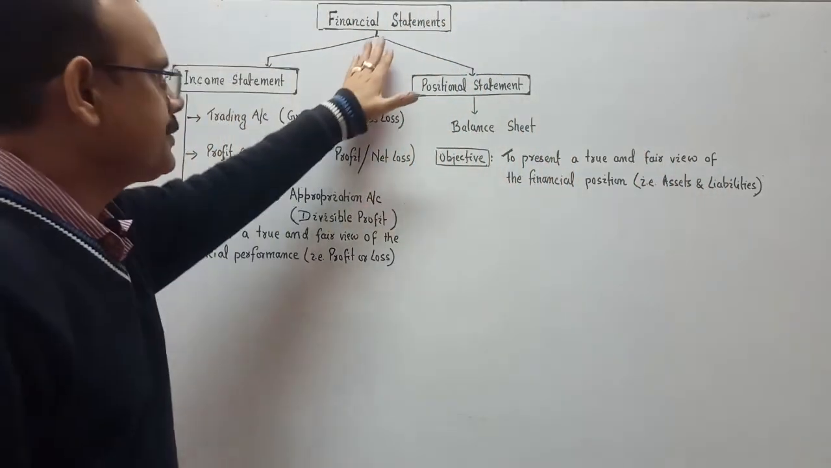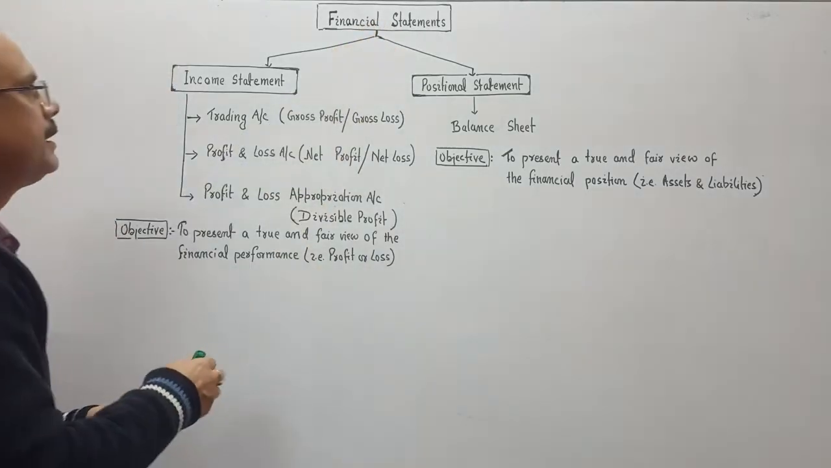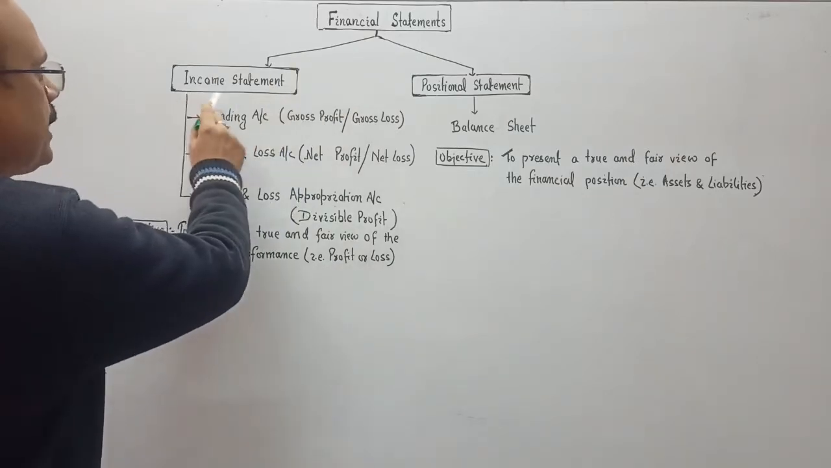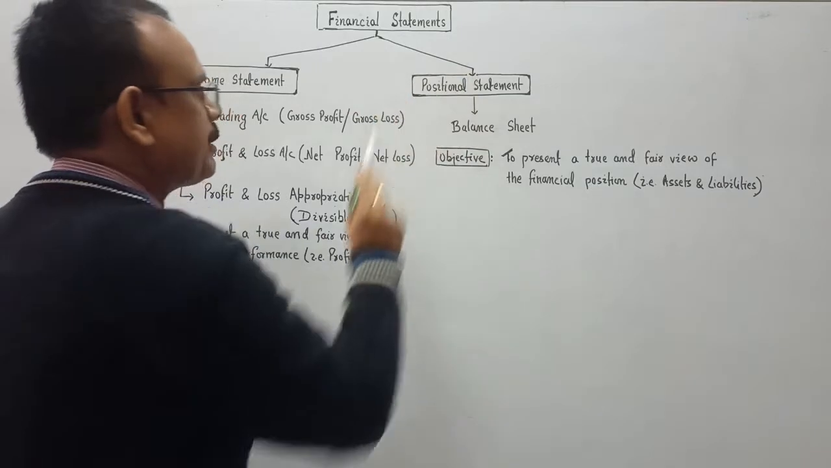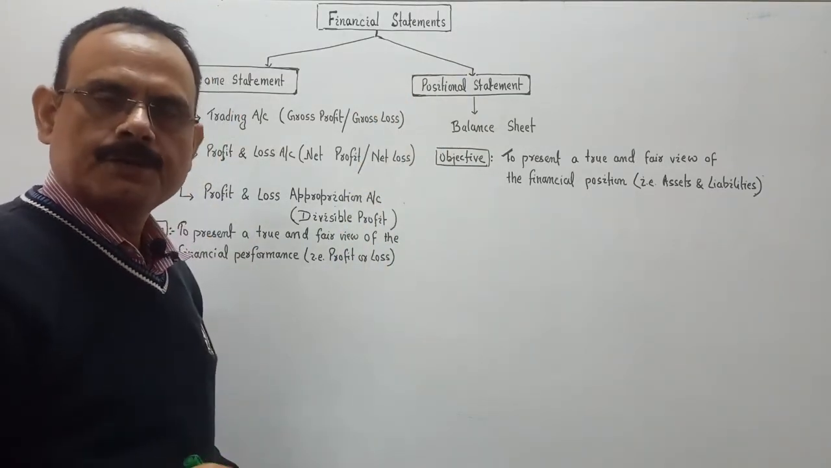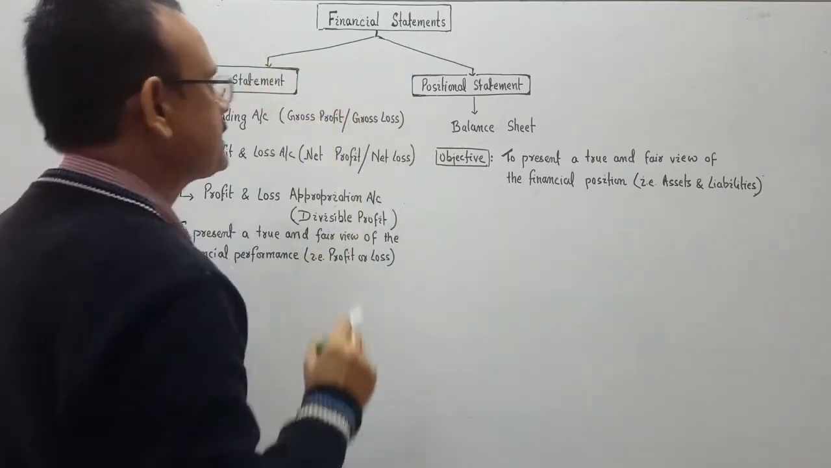So this is the financial statement. Under this statement you see over here, we prepare income statement number 1, and number 2, the second statement, is positional statement. Okay, first one is income statement and second one is positional statement.